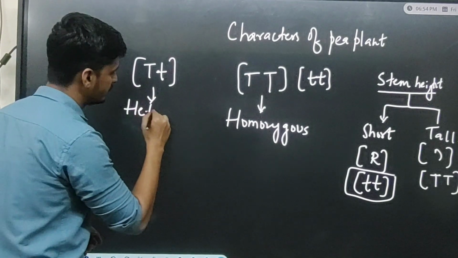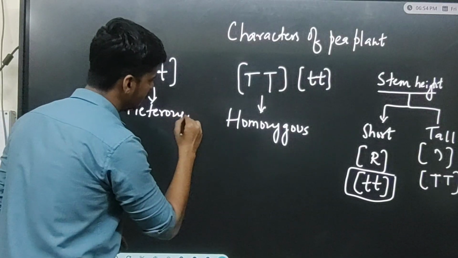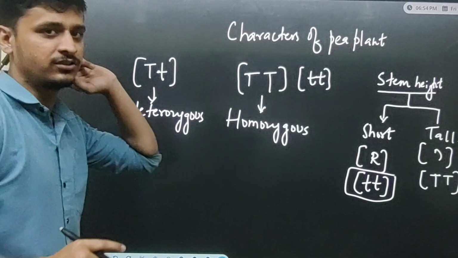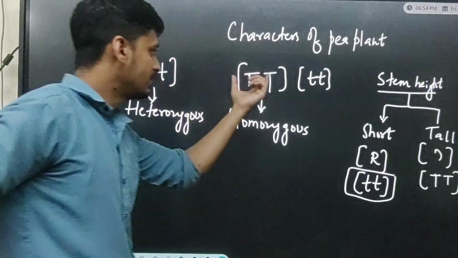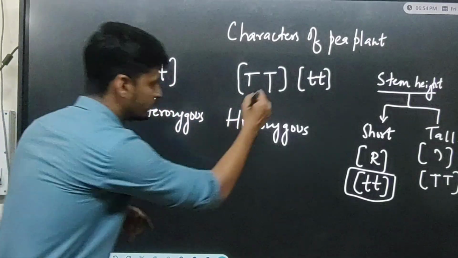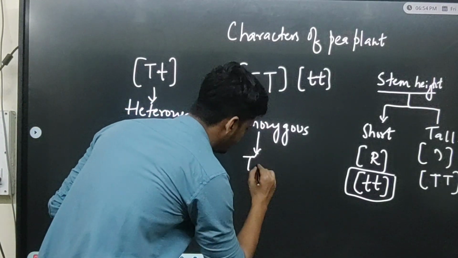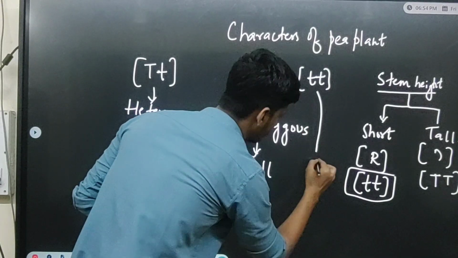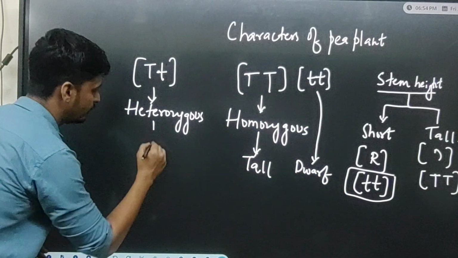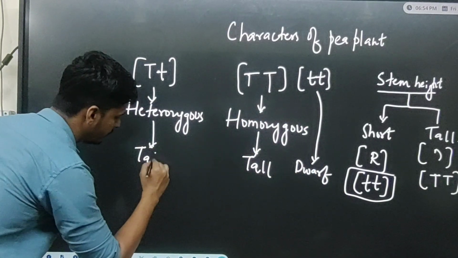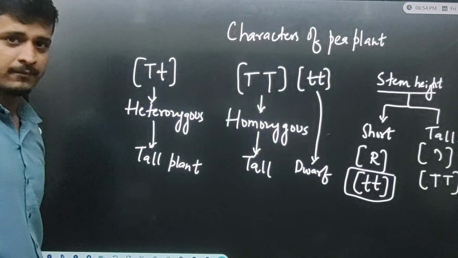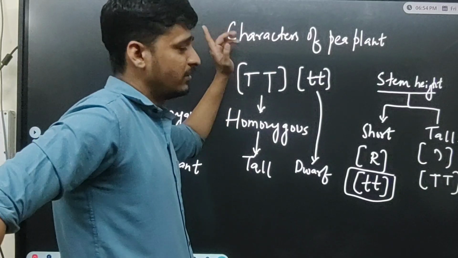Remember this, heterozygous. Hetero means different and zygous means allele or zygote. Okay, heterozygous condition, right? And this will give tall, and this will also give tall. So the homozygous capital T condition will give a tall pea plant, but the homozygous small t condition will give a dwarf or short pea plant, right? And this heterozygous condition will give a tall pea plant.